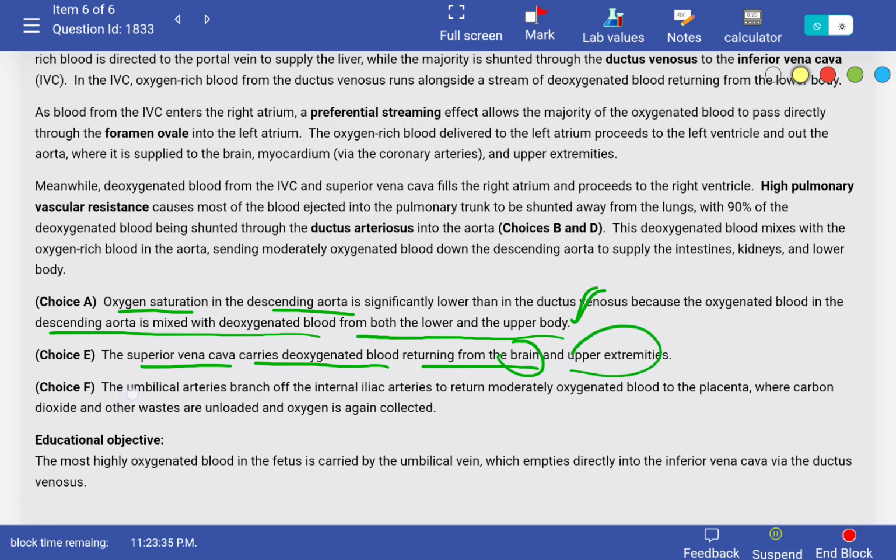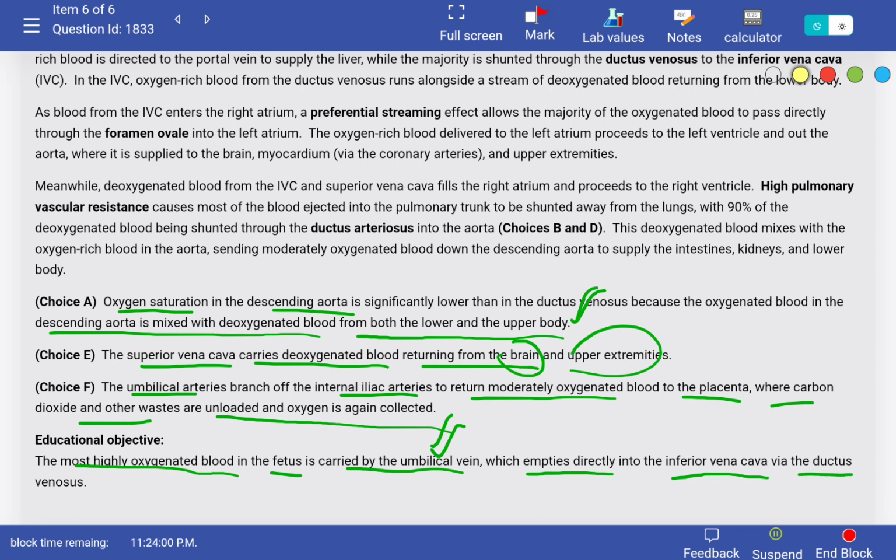Why not option F? Umbilical arteries branch off the internal iliac arteries to return moderately oxygenated blood to the placenta, where carbon dioxide and other wastes are unloaded and oxygen is again collected. So the most highly oxygenated blood in the fetus is carried by the umbilical vein. This is important, which empties directly into the inferior vena cava via the ductus venosus. So over here we finished the cardiac embryology portion from UWorld.